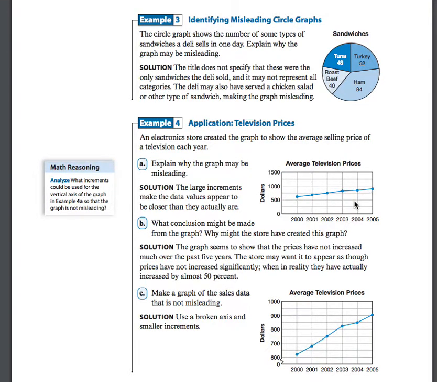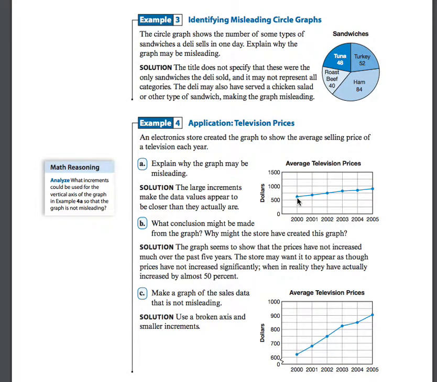Now, if you're somebody who's buying a television, you would want to see this. You'd want to say, well, if I bought a TV this year, next year the price is going to go up a little bit, but it's not going to be like it's going up or down to show that I've either spent too much money or not spent enough money and got a really good quality TV. So as a consumer, we want to see things that are true so that we're not spending our money in ridiculous ways. The large increments make the data values appear to be closer than they actually are.